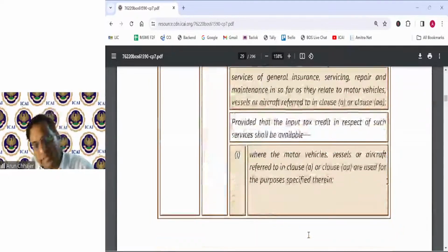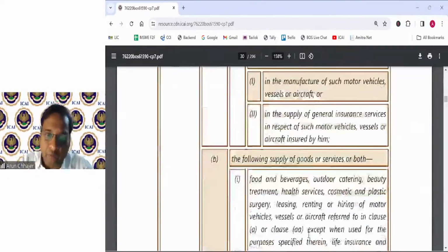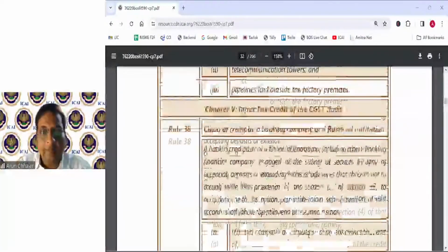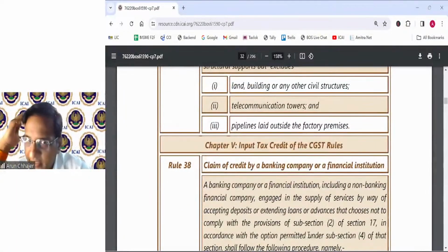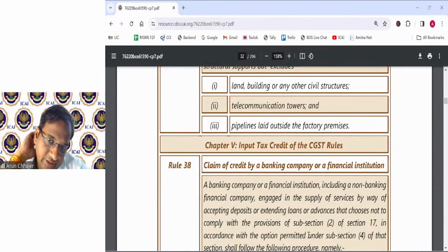So we will discuss 17.5, but before that let me read Rule 38 and all other provisions with respect to section 17.